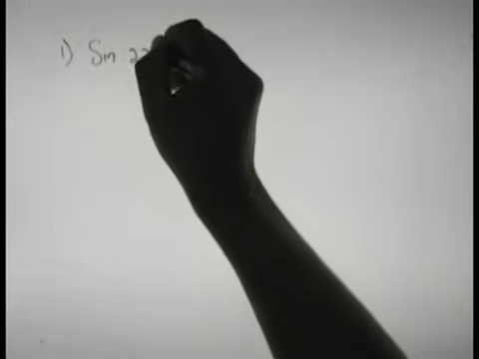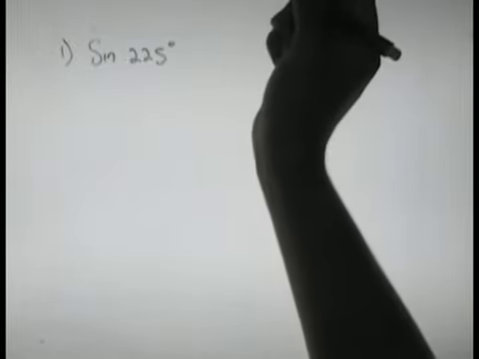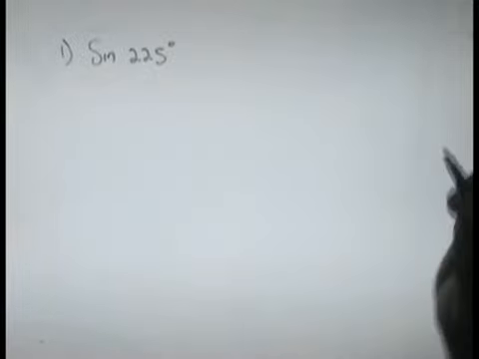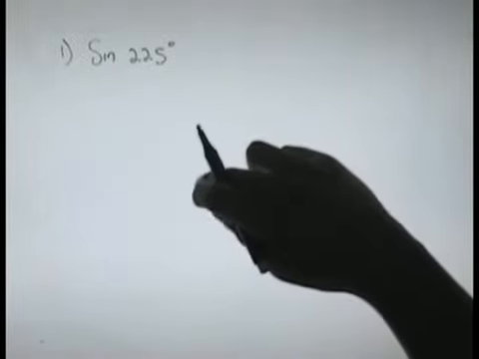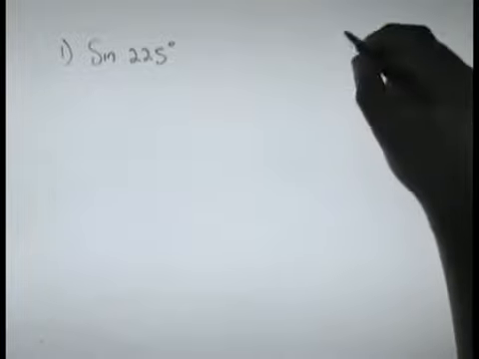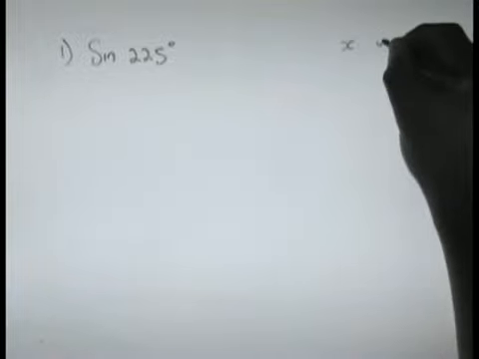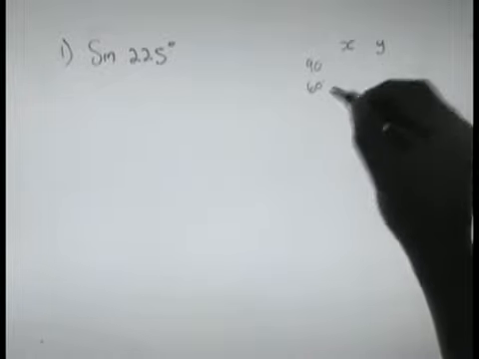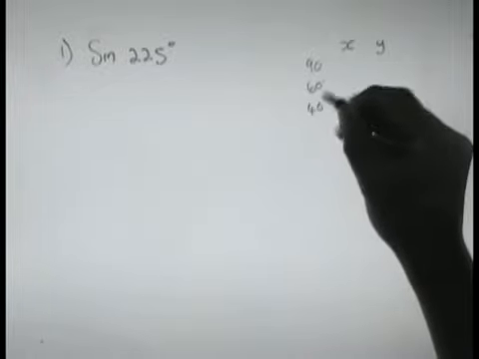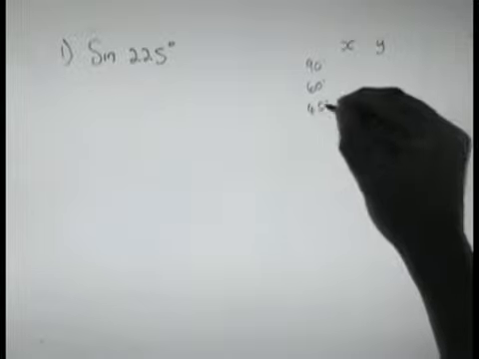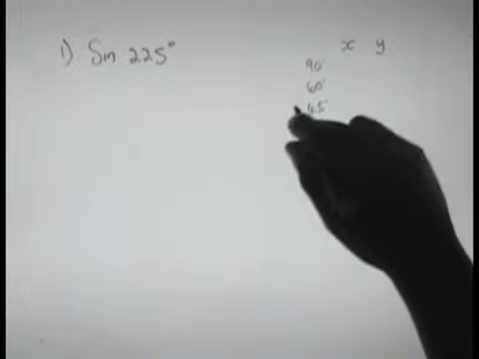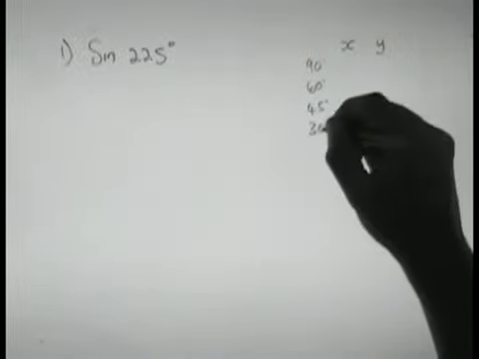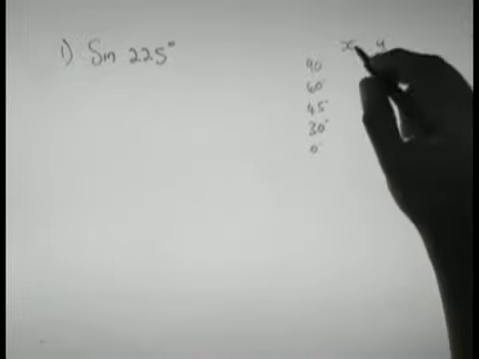The first one I gave you to do read sine of 225 degrees. Now before we get started, this is going to be dealing with special angles, so again I'm going to put down my table of special angles: 90 degrees, 60 degrees, 45 degrees, 30 degrees, sorry, not 15, and 0 degrees.